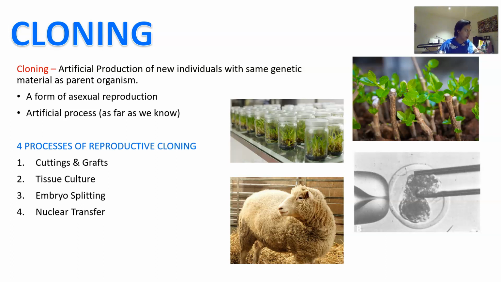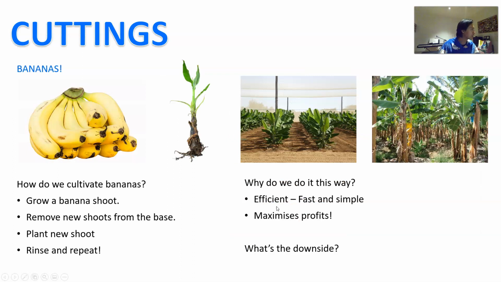So basically there are four processes of reproductive cloning that we're going to cover in this video. The first one is looking at cuttings and graftings. We're going to look at tissue culture, embryo splitting, and somatic cell nuclear transfer, or simply known as nuclear transfer. Okay, and then here's just each of the examples there. So this is cuttings and graftings, this is tissue culture, this is embryo splitting, and this is looking at somatic cell nuclear transfer.